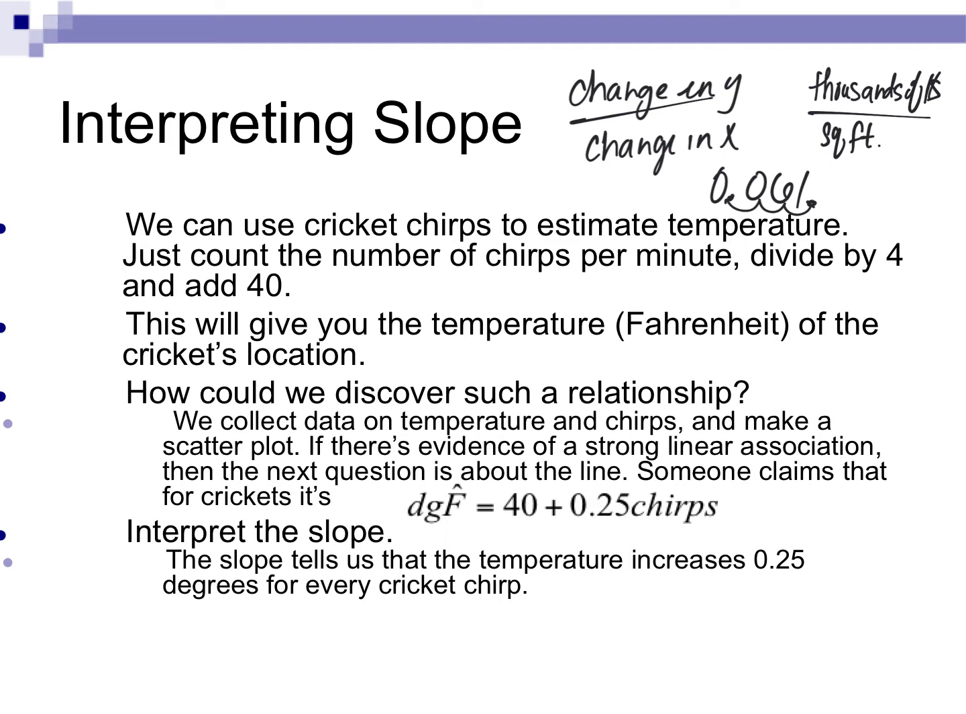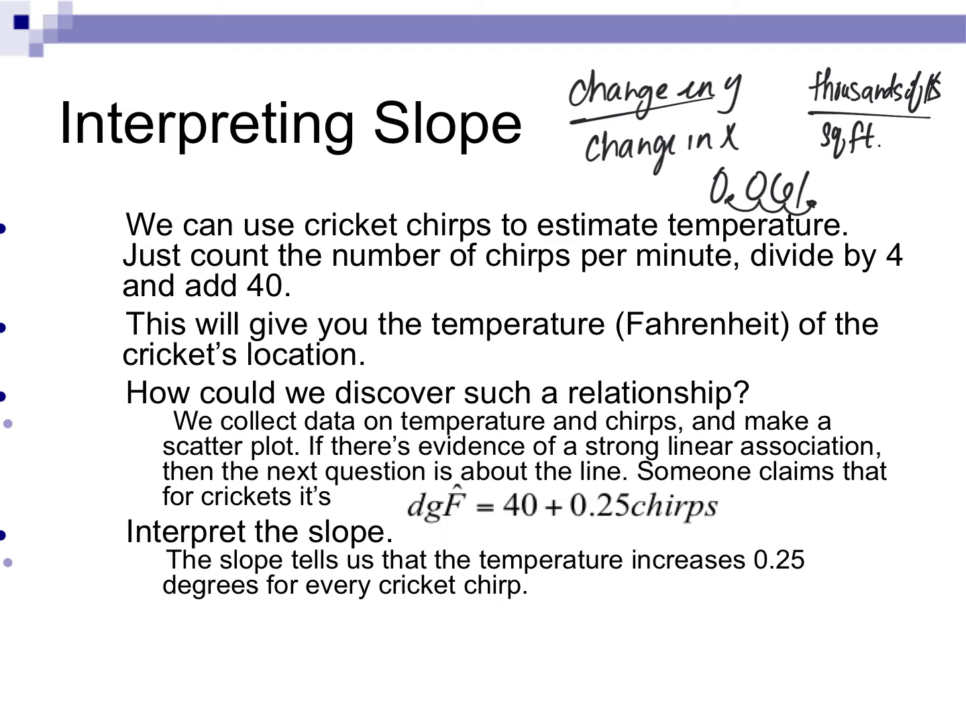So another measure is we have this weird equation that says that we can use the cricket chirps to estimate temperature. If we count the number of chirps per minute and then divide by 4 and add 40, that will give you the temperature of the cricket's location.